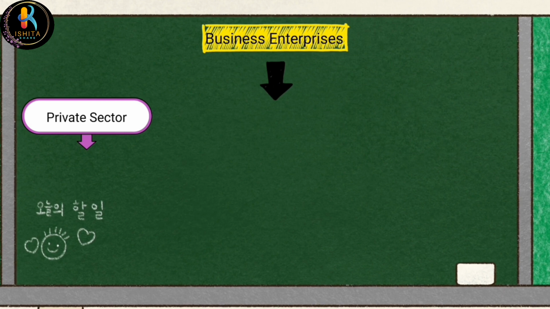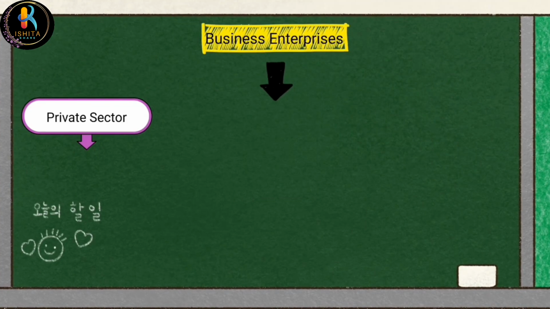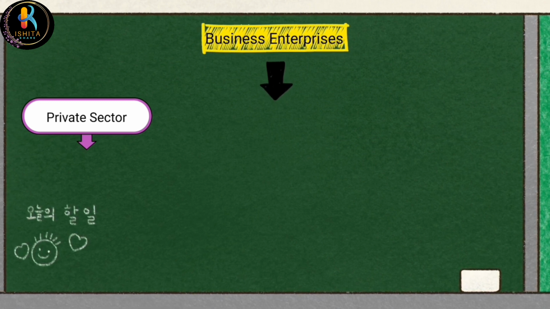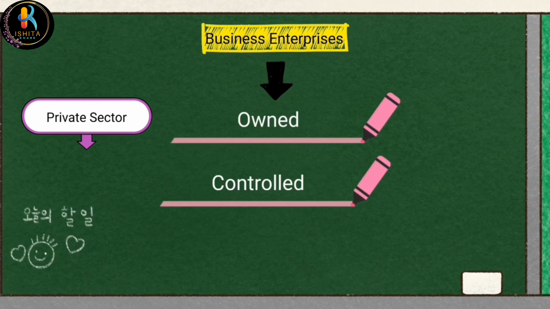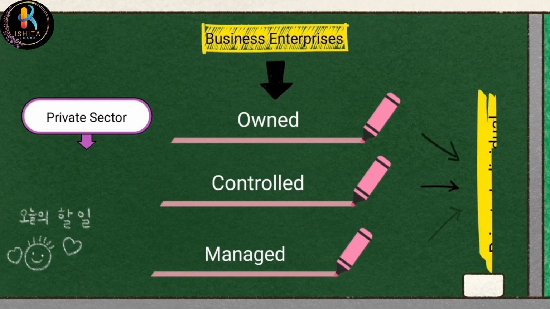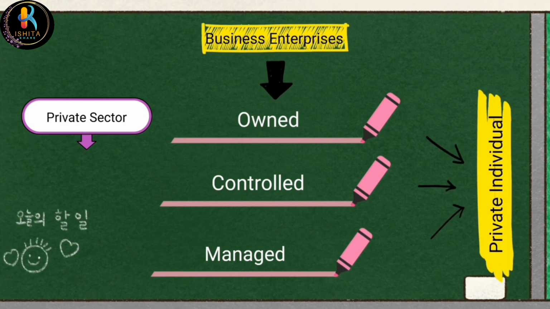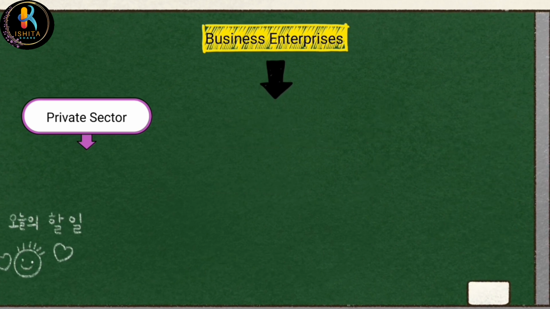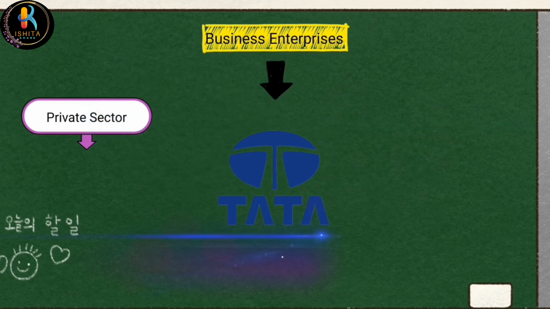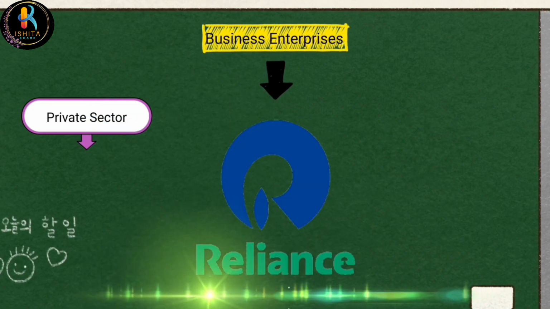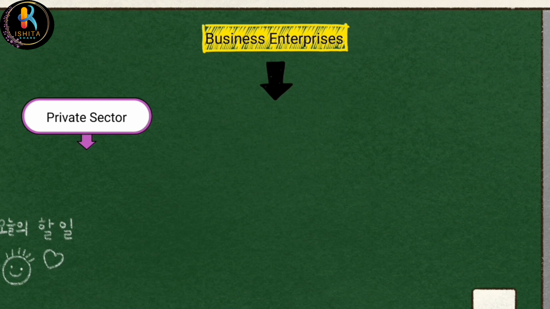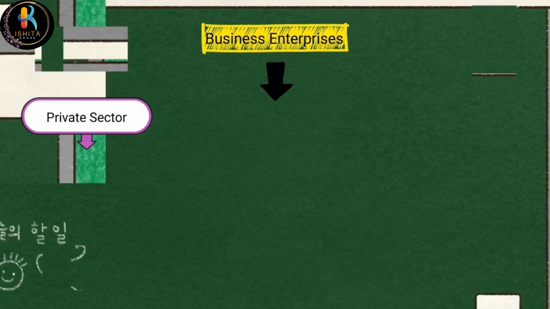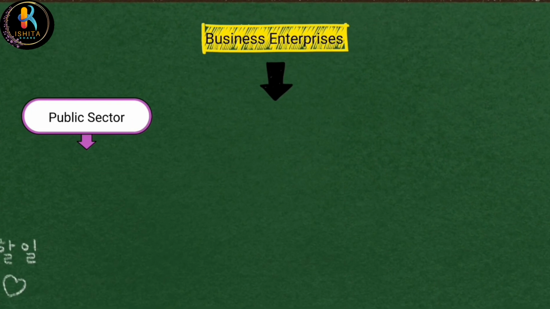What are private sector enterprises? As the name suggests, private. It means all those enterprises which are owned, controlled, and managed by private individuals. Remember, owned, controlled, and managed by private individuals. For example, Infosys, Tata, Wipro, Reliance, and so many. So, through this, we have cleared private sector enterprises. Let's move on to the next one, that is public sector enterprises.